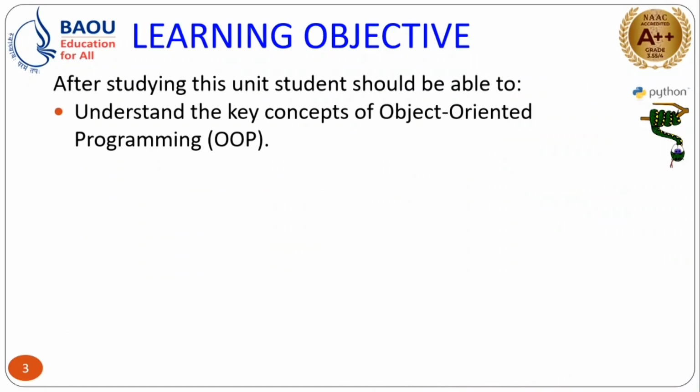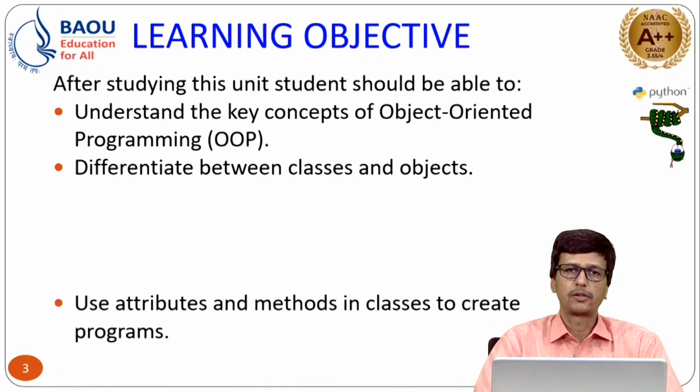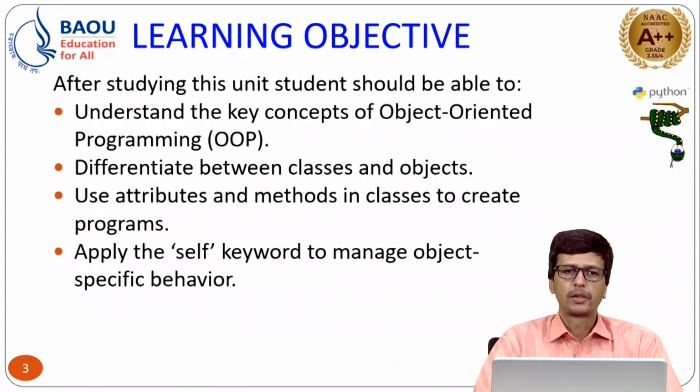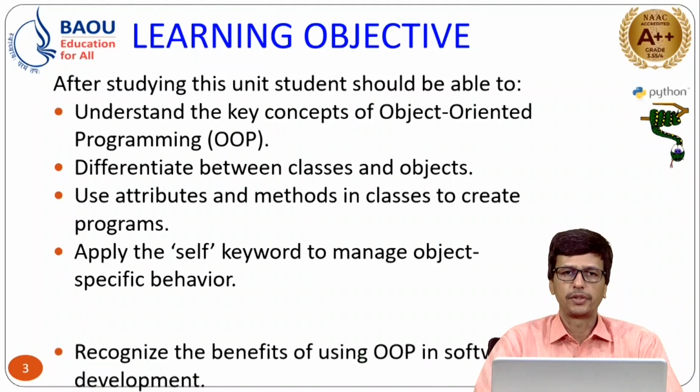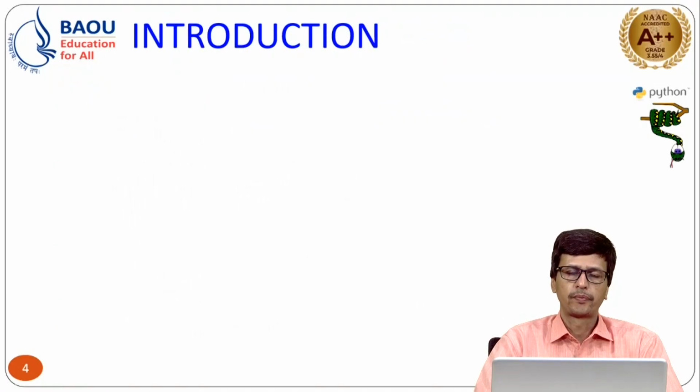After studying this unit, you can understand the basic concept of object-oriented programming. Then you can differentiate between classes and object, use attributes and methods in the classes and object in the program, apply self keyword to manage object-specific behavior, and recognize benefits of using object-oriented programming in software development.